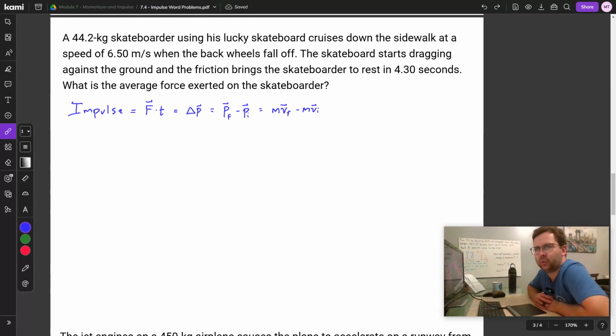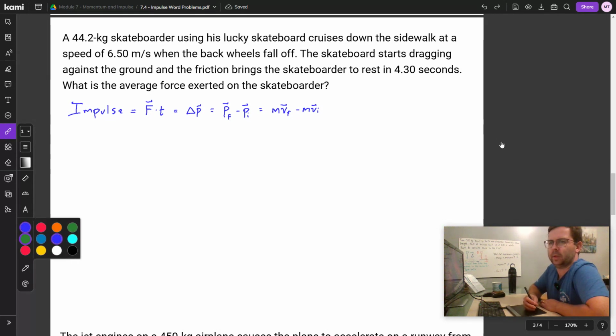A 44.2 kilogram skateboarder using his lucky skateboard cruises down the sidewalk at a speed of 6.50 meters per second when the back wheels fall off. The skateboard starts dragging against the ground, and the friction brings the skateboard to rest in 4.30 seconds. What is the average force exerted on the skateboard?